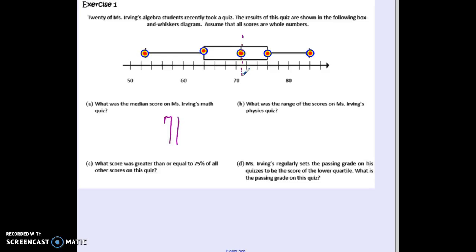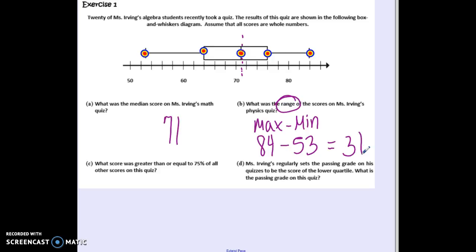Question B, what's the range? Think about what the range is. The range, you should remember, is the maximum take away the minimum. Highest minus lowest. So find the highest value, subtract the lowest value from it. Highest is 84, lowest is 53. So the difference is 31. That means the grades on the test span over 31 points.